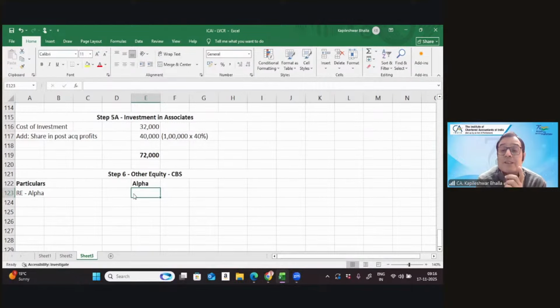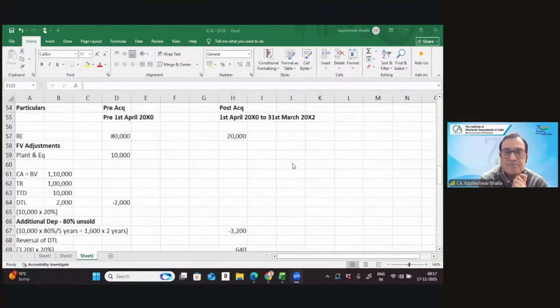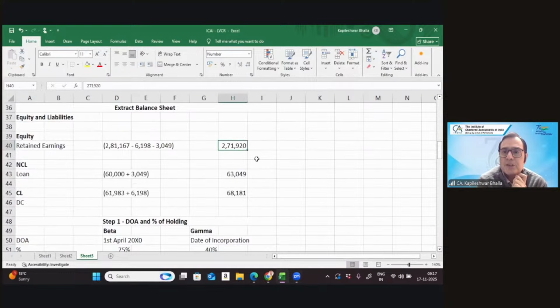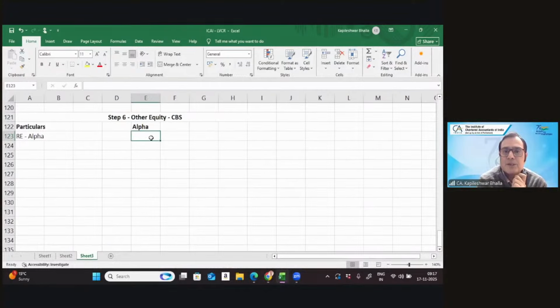And that's right, balance sheet. Because we made an extract balance sheet, we made some changes to the RE. So we need to pick the figure from the extract balance sheet. Let's go back. So the input in the extract balance sheet is 271,920. So this is what we pick up from the extract balance sheet. That's correct. Now let's consider one by one.